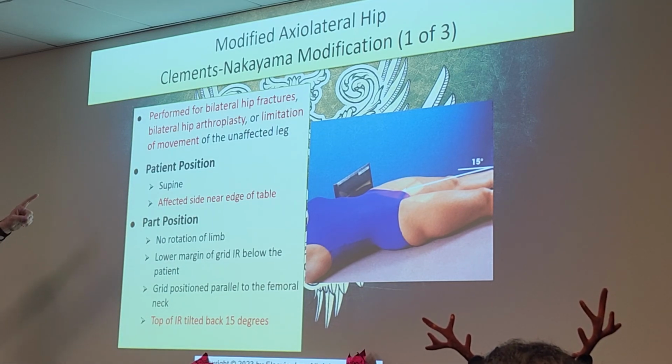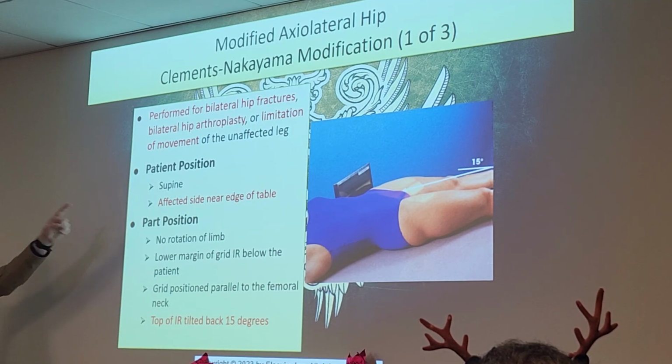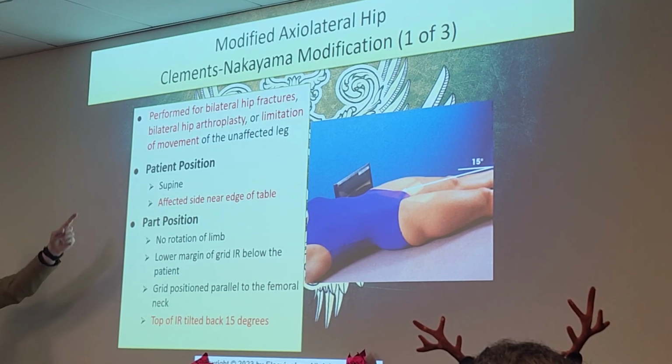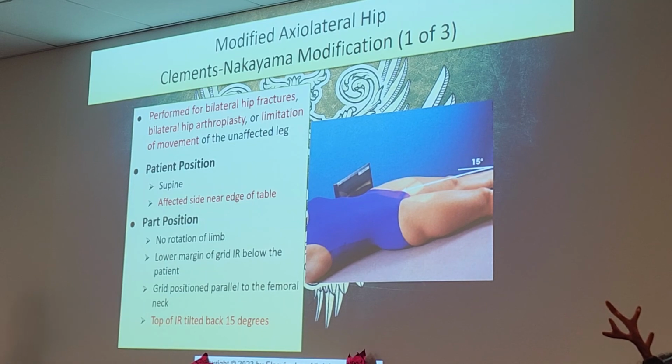I bet you most of your techs don't even know this exists. If you brought that up to them, they'd look at you like you're crazy. But it can be done. So why would we do this? Bilateral hip fractures, like I said, they come in the trauma room, both legs are busted up, you can't move them. Bilateral hip arthroplasty or limitation of movement of the unaffected leg. That's the only reason you're going to do that x-ray, those 3 reasons right there.